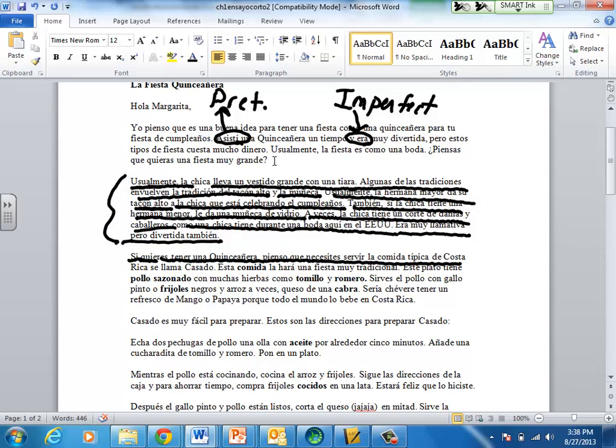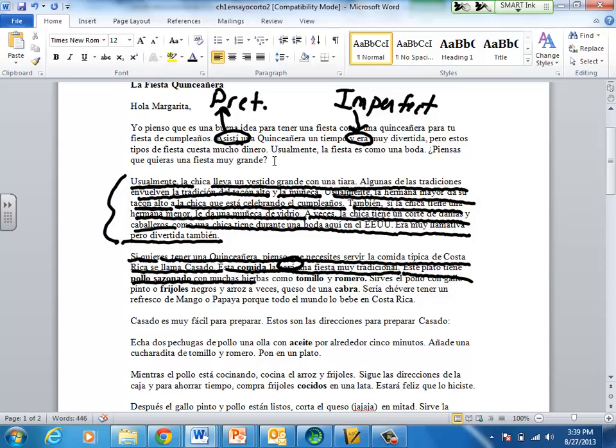If you want to have a quinceañera, I think that you need to serve the typical food of Costa Rica, and it's called casado. This food will make the party very traditional. Here I'm using a future tense, a future verb, and it is irregular.